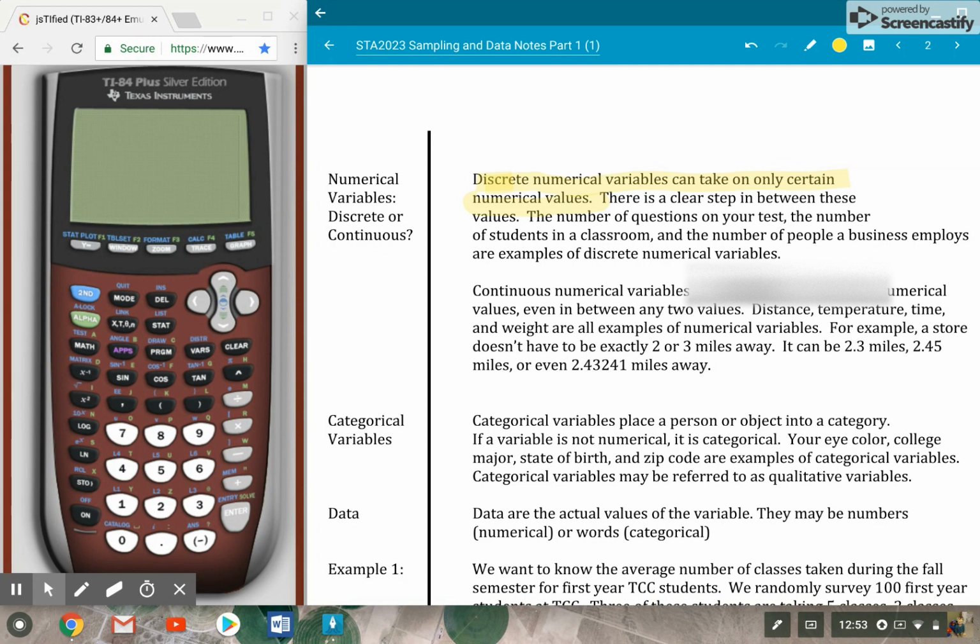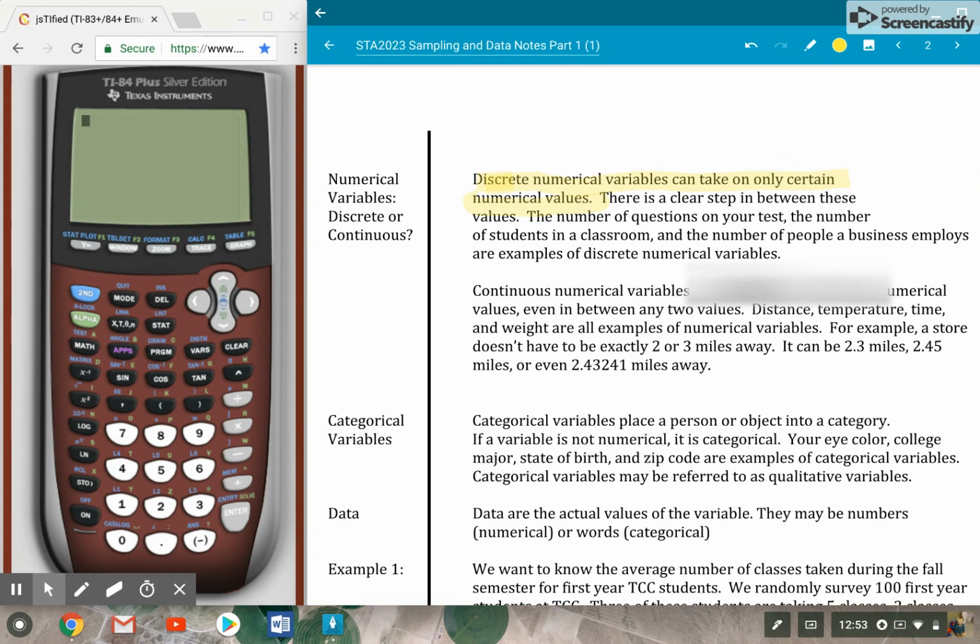And then after 32, it would have to be 33. There's a clear step. I can't have any number between 31 and 32. I can't have 31.5 students show up to class one day, because how do you have 0.5 of a person show up to class? You can't have anything in between 31 and 32, and that's an example of a discrete numerical variable as well. Number of questions on a test.